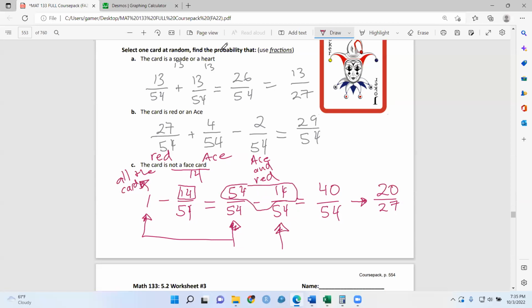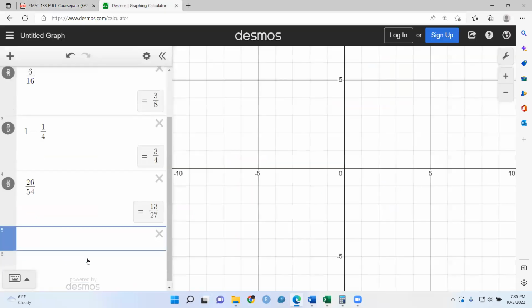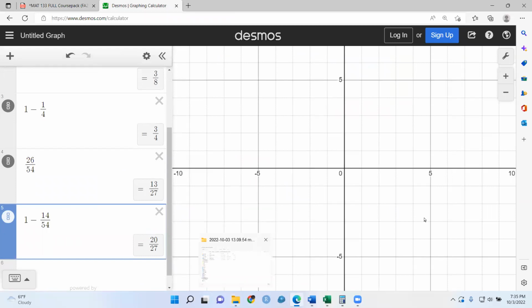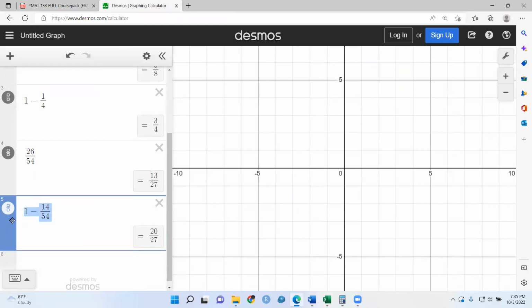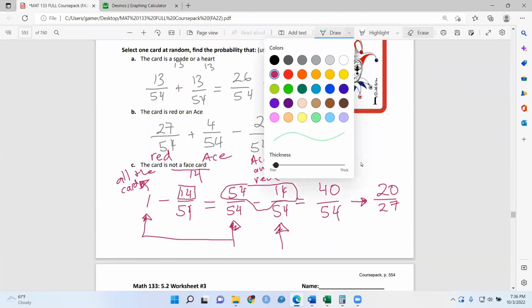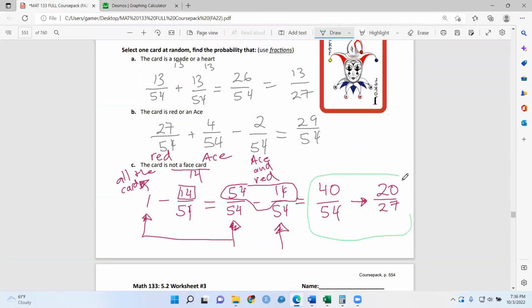If you don't like that, by all means, check out Desmond. Type in 1 minus 14 divided by 54, and don't worry about the arithmetic. So the answer is 20 over 27, or 40 over 54, either one. Doesn't matter which. They're both correct.